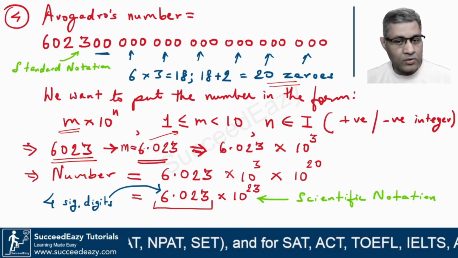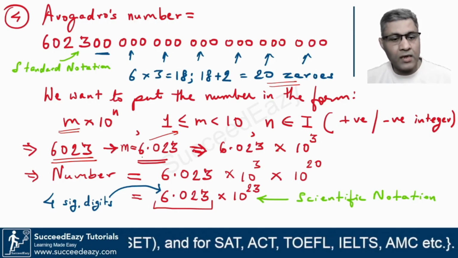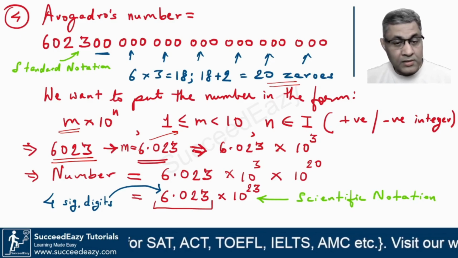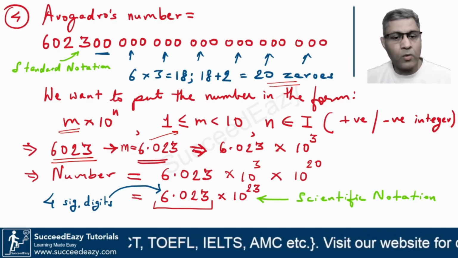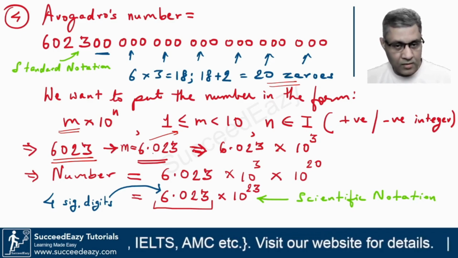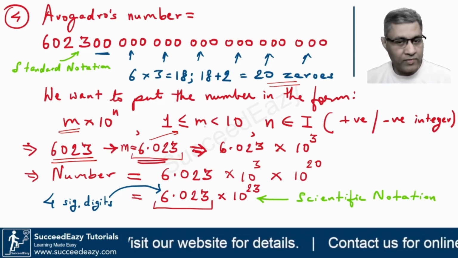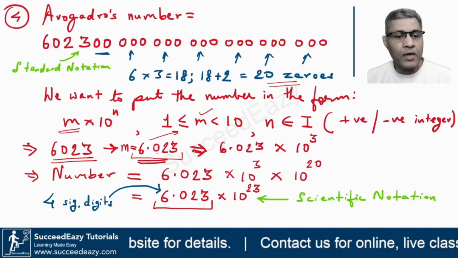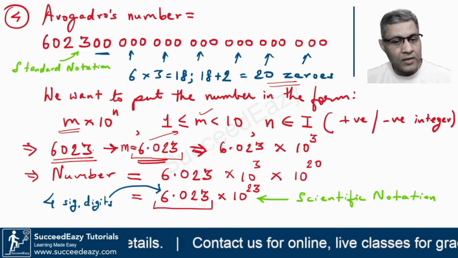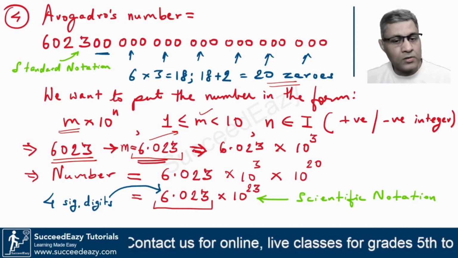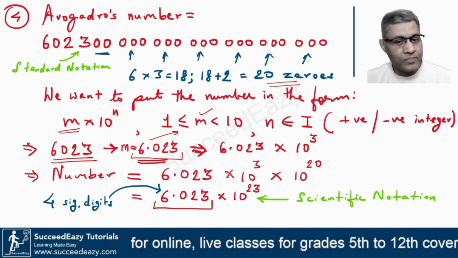So what is that number which will be less than 10? Obviously that number is going to be 6 point whatever, whatever digits follow 6. That means this number is between 6 and 7, which qualifies to be m. But how do we convert 6023 into 6.023?